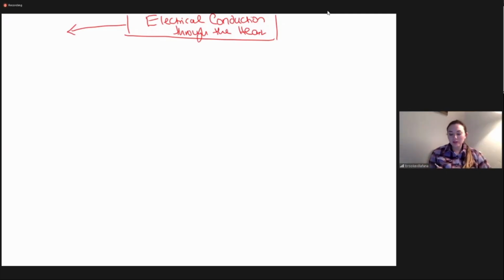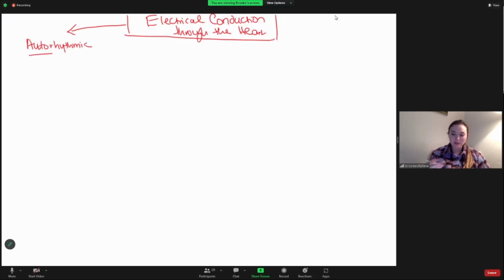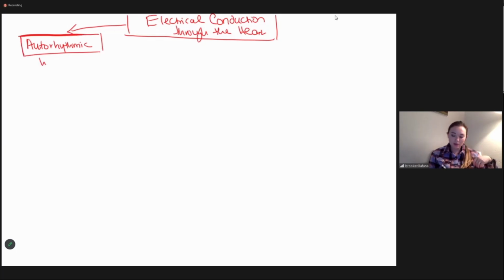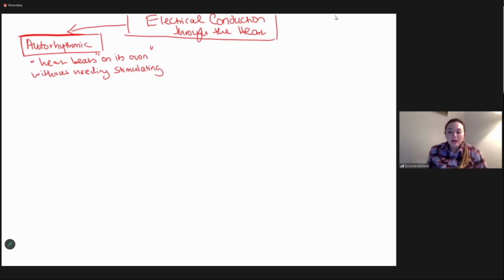So basically, when we look at the electrical conduction through the heart, we're going to start with a few general concepts and then get into more details. So remember that the heart is autorhythmic. This means that it has its own rhythm. So it's going to keep conducting itself without necessarily needing input from the brain. So the heart beats on its own without needing stimulation. You can still speed up or slow down your heart rate. Your body can still do that. But if you took the heart out of your body and you put it on a table without any stimulus from the brain, it would keep beating.